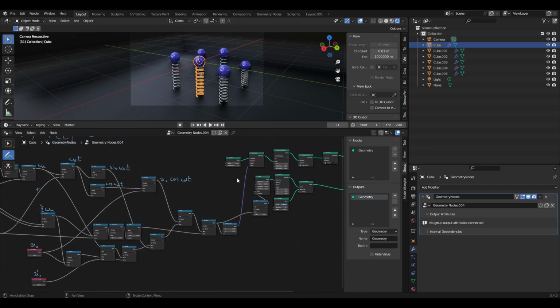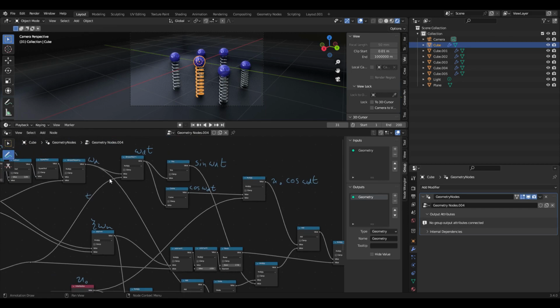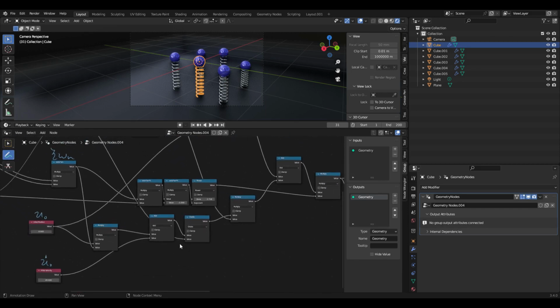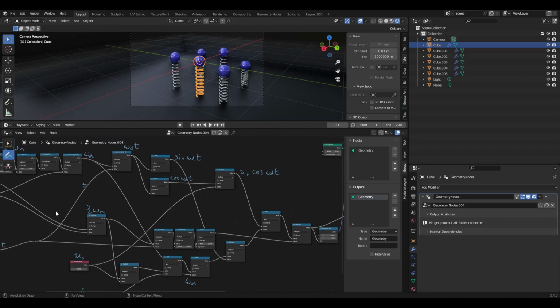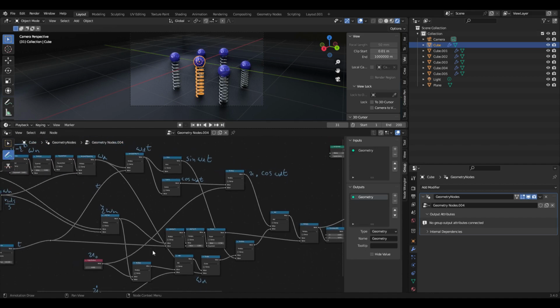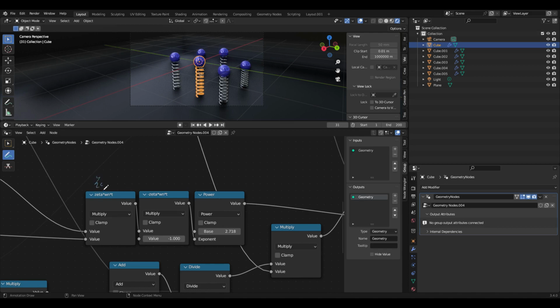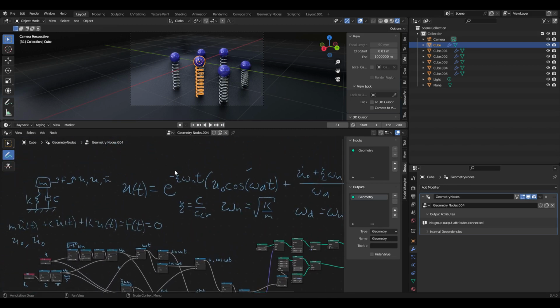We got that. For the second part, I have omega d coming in here. I have zeta omega n coming in here, and then t coming in here. So this is zeta omega n t, and then I'm multiplying by negative 1 and putting that in the exponent of the power, and here's Euler's number again. So the quantity that comes out of here is e to the minus zeta omega n t. That's this part of the equation.